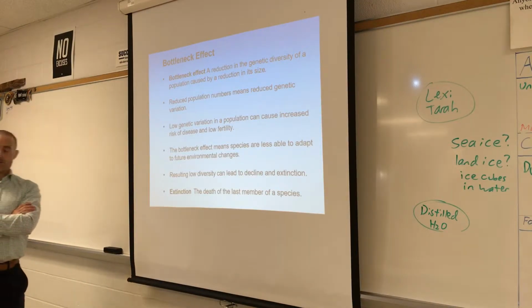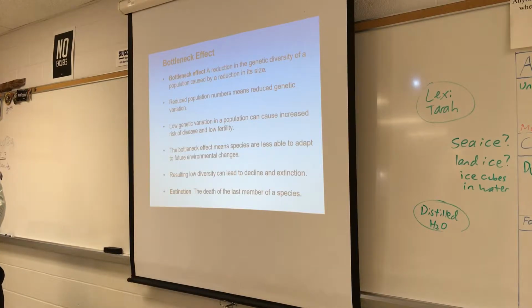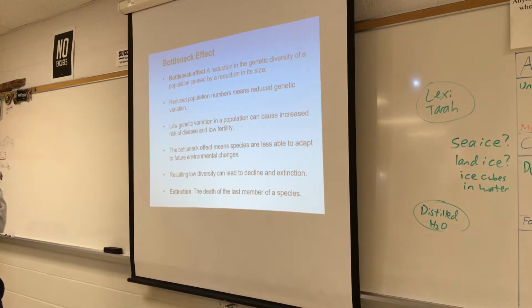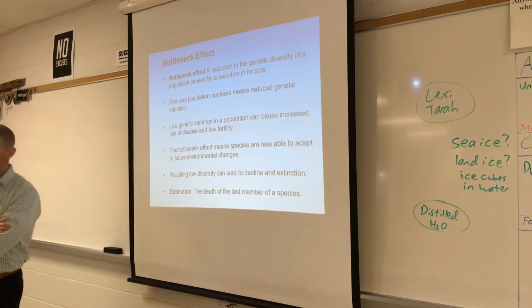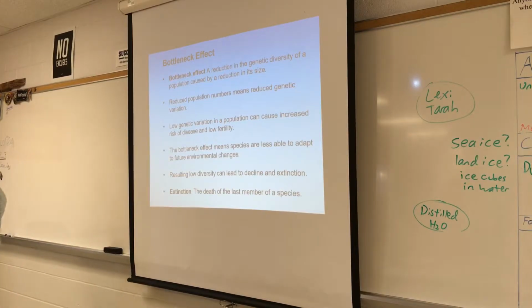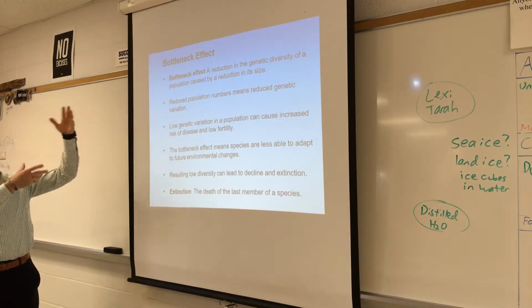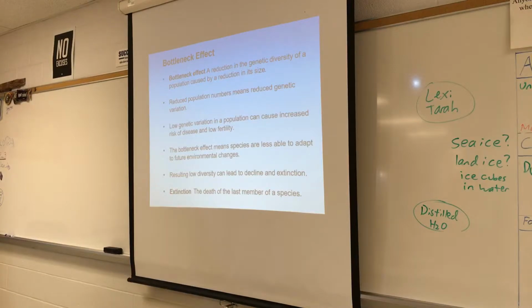So, if you have a certain population of some species and there is a drastic reduction, so losing lots of members of that species, the genetic variation will kind of go down with it. Low genetic variation in a population can cause increased risk of disease and low fertility. Again, we're learning maybe a new term, bottleneck effect, but it's all related to the same theme. More diversity is better, right?